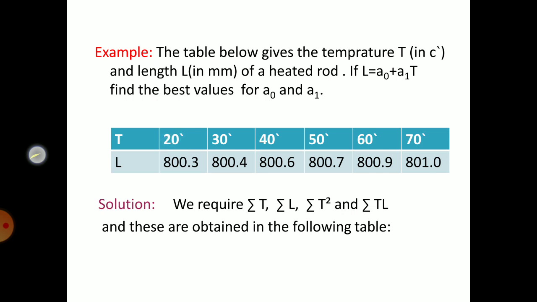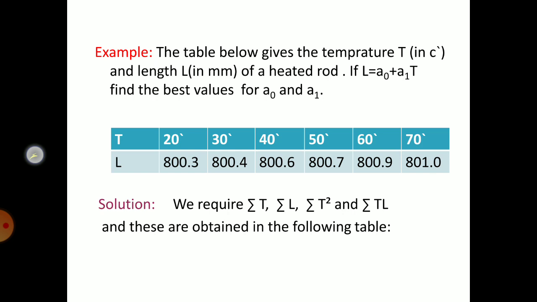For 20 degree, it is 800.3 millimeter. For 30 degree, 804 millimeter. For 40 degree, 806 millimeter. For 50 degree, 807 millimeter. For 60 degree, 809 millimeter. And finally, for 70 degree, 801.0 millimeter.